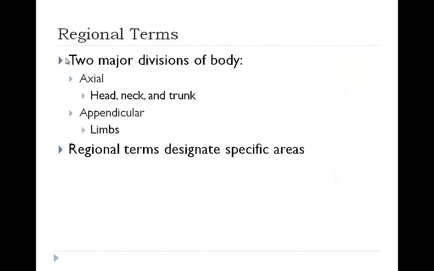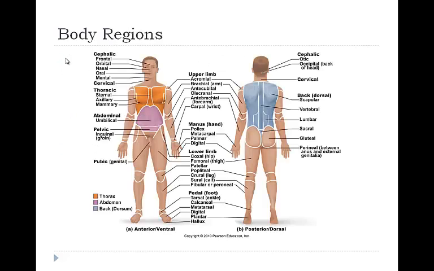Okay, so we have some regional terms or divisions of our body. There's going to be the axial and the appendicular. We will have these same breakups actually for the skeleton. You'll have axial skeleton and appendicular skeleton. With your body as a whole, the head, neck, and trunk will make up your axial division, and your limbs will be your appendicular division, or your appendages is another name for your limbs.